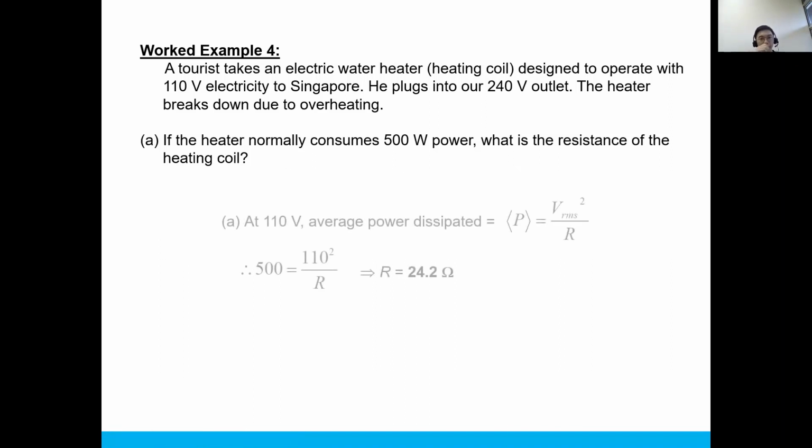Okay, so part A, using P equals V squared over R, we sub in 110 because that is the root mean square voltage in the US. We find that the resistance of the electrical water heater is 24.2 ohms only.